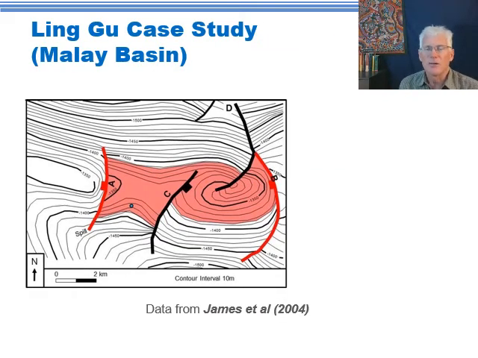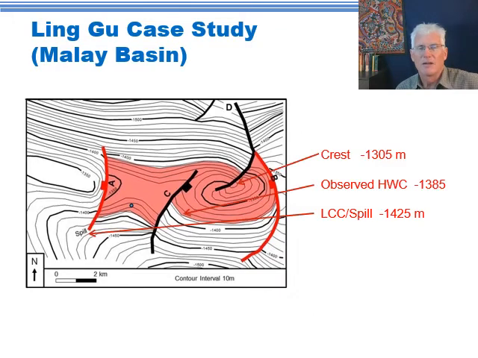So here's a very quick run through of a case study. This is the Ling Gu field in the Malay Basin, which has been analyzed by a lot of people doing fault seal work. What we can look at is we can see an obvious crest. We can see an observed hydrocarbon water contact. That's the edge of the red area, so that's the typical color people would use for gas. So there's a level of the observed hydrocarbon water contact, and then there's a spill point. So the lowest closing contour or spill around this fault is there at minus 1425 meters in elevation.